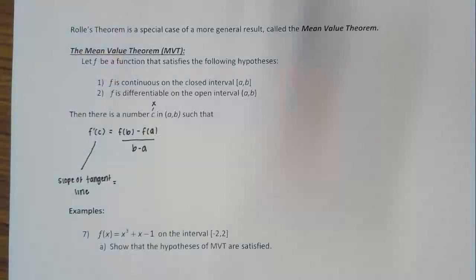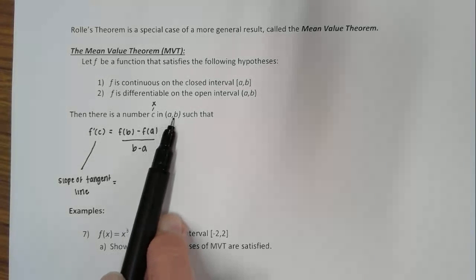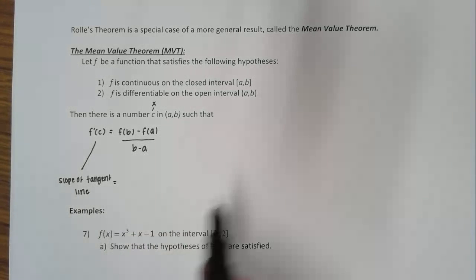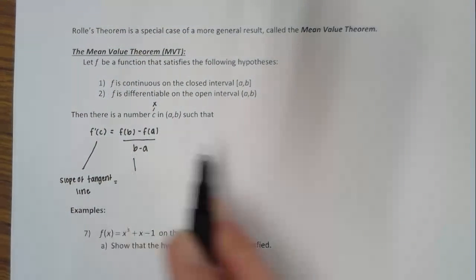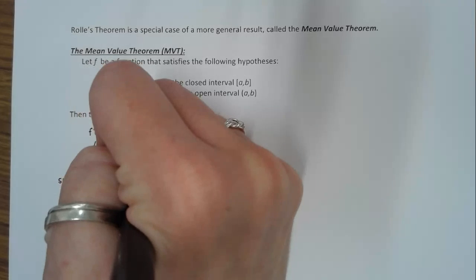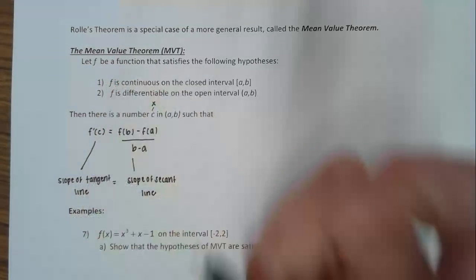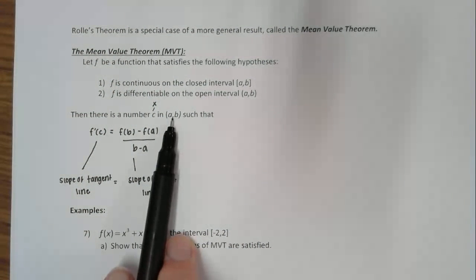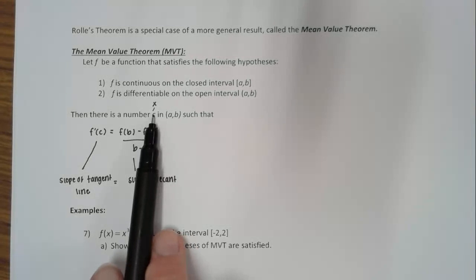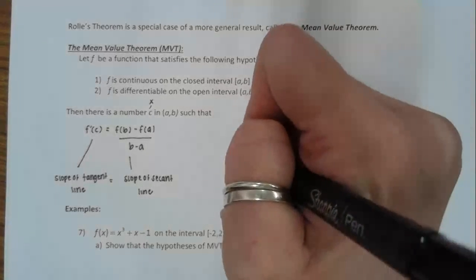And it's telling us that there is some number x or some number c in this interval such that the slope of the tangent line is equal to, and this stuff over here, this f of b minus f of a all over b minus a, is actually equal to the slope of the secant line. So that means there is some number x in this interval where the slope of the tangent line is equal to the slope of the secant line. Well, what does that mean graphically?